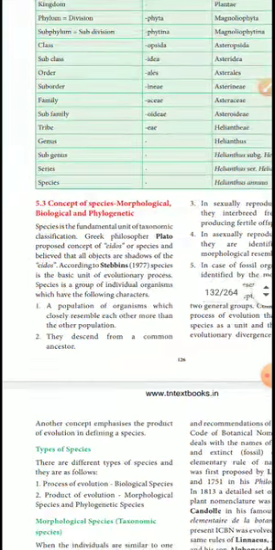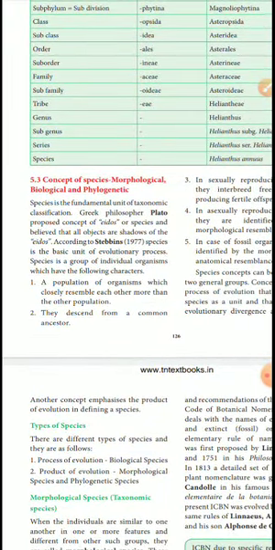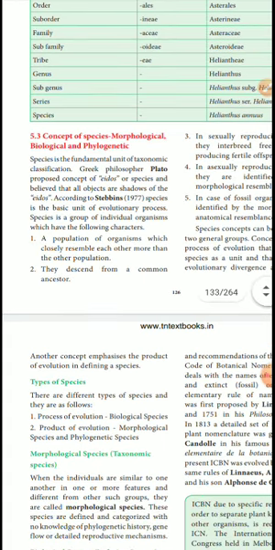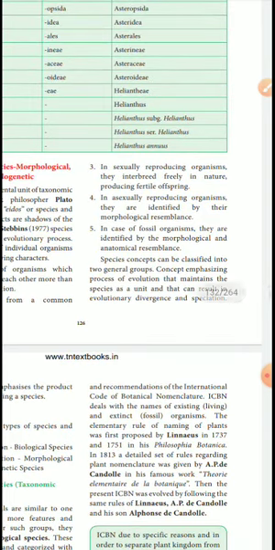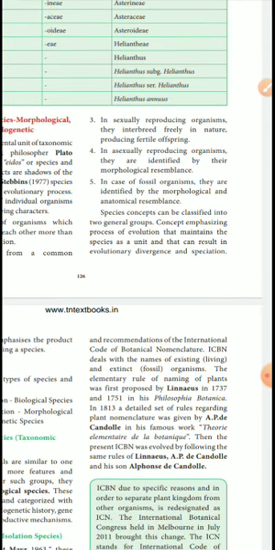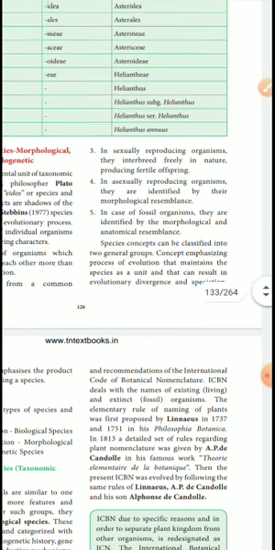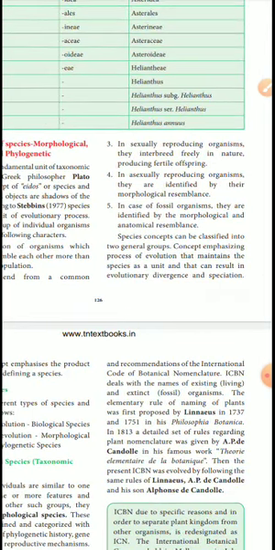The concept was first told by Stephens and the Greek philosopher Plato. A species is a population of organisms which closely resemble each other compared to other populations, and they descend from a common ancestor. In sexually reproducing organisms, they interbreed freely in nature and produce fertile offspring. In asexually reproducing organisms, they are identified by their morphological resemblance. Most probably, organisms with the same morphological resemblance come under the same species. Are you understood?